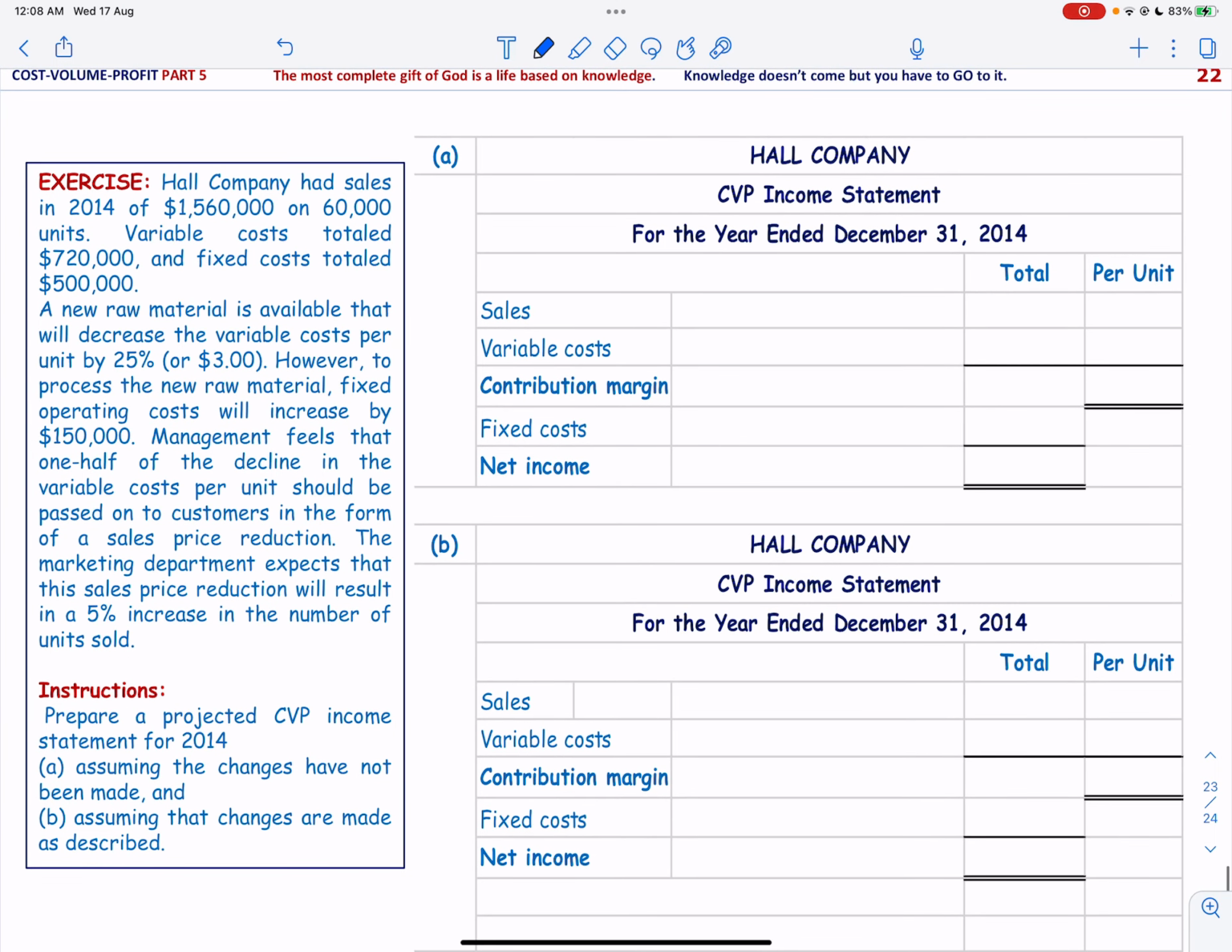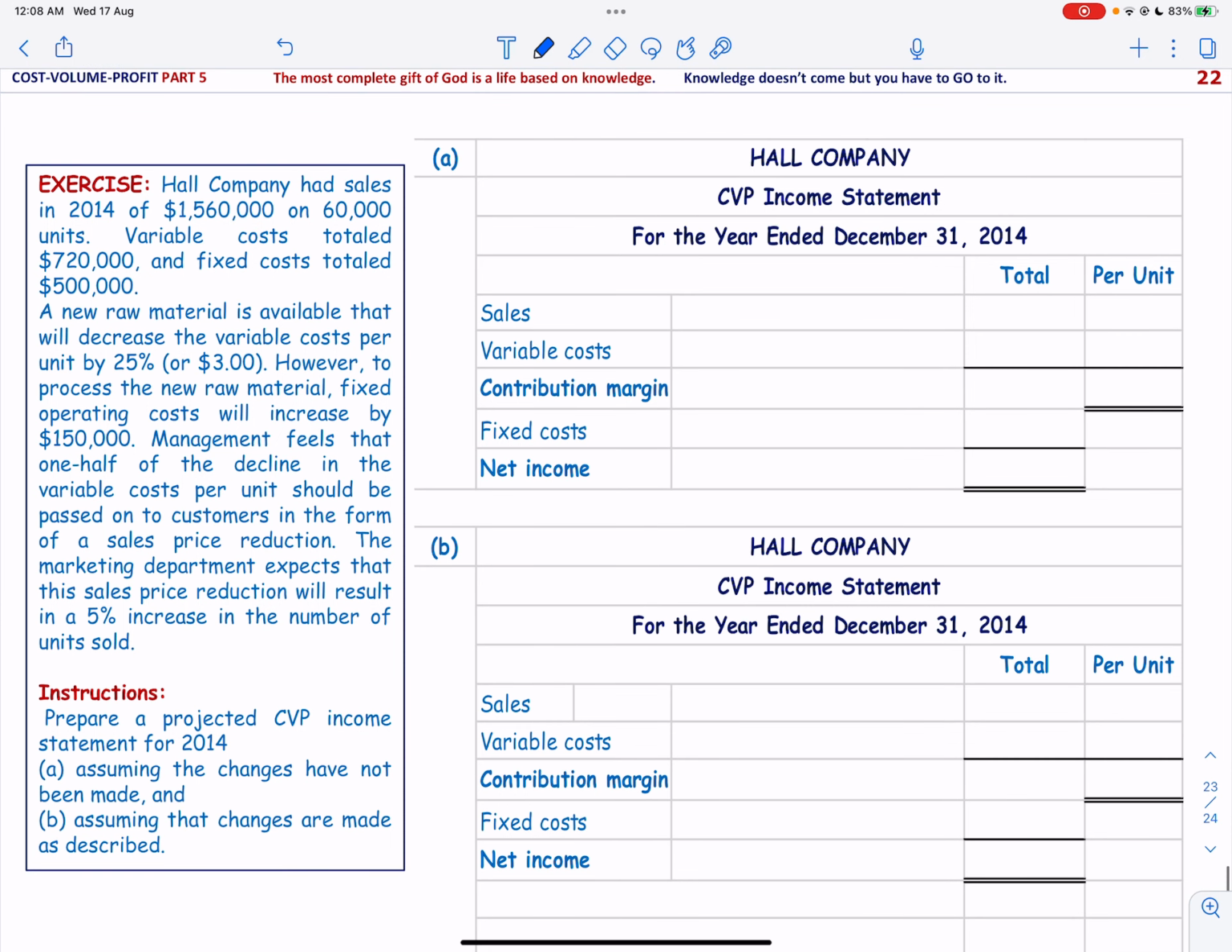Now, Hall Company has sales in 2014 of 1,560,000 on 60,000 units. Variable cost totaled 720,000 and fixed cost totaled 500,000. A new material is available that will decrease the variable cost per unit by 25% or $3. However, to process the new material, fixed operating cost will increase by 150,000.